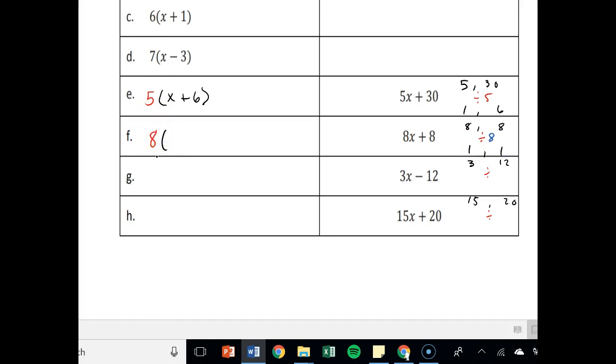parentheses, 8 times what will give me 8x? Well, that's just x, and then 8 times what will give me 8? That's just 1, right? And then you could rework it again. You could say, okay, 8 times x, that's 8x. Okay, good. 8 times 1, oh, that's 8. And I should get the same exact thing that I started with. If you don't get the same exact thing that you started with, then you messed up.